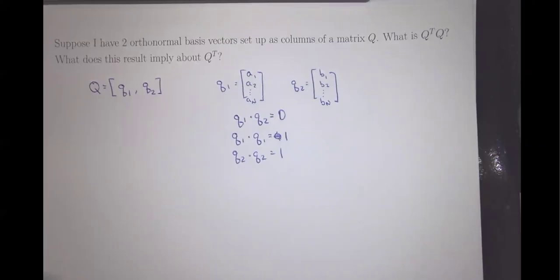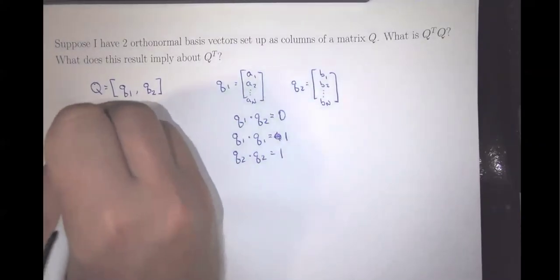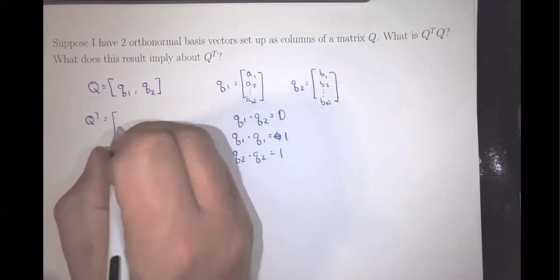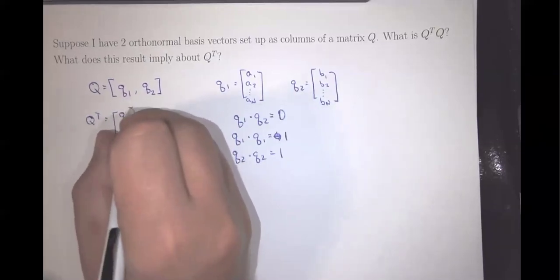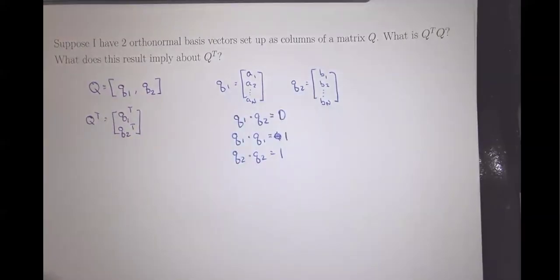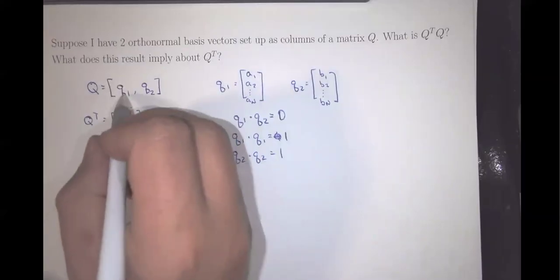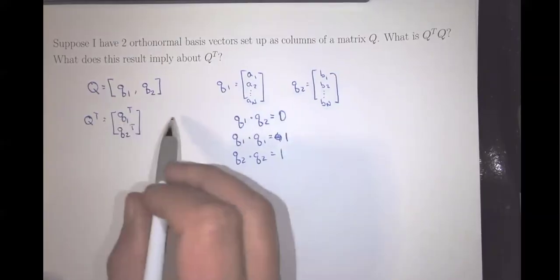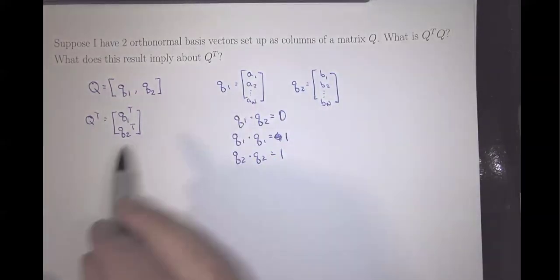Well, if we try to multiply out Q transpose times Q, let's write out Q transpose. It's a column vector consisting of Q1 transpose and Q2 transpose. Obviously, the transpose turns these columns that are Q1 and Q2 into rows. So this row here is going to be Q1 transpose, and it's going to be Q2 transpose, so this guy sideways.